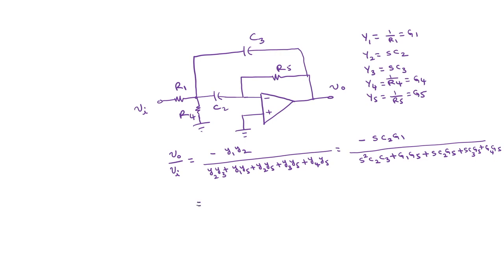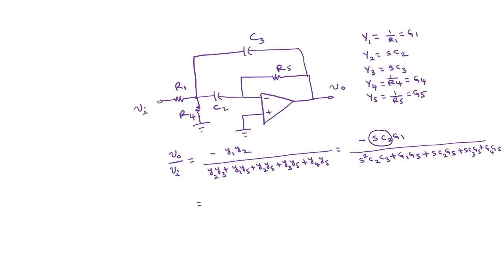Now I will write this in the form of a transfer function of a parallel RLC circuit. So I will discuss what is that parallel RLC circuit. That transfer function will be in the form of minus G1 by, this will be S and 1 by S. So in order to get this in that form, I will take SC2 common. In the numerator we get minus G1, divided by, we divide each and every term in the denominator by SC2.